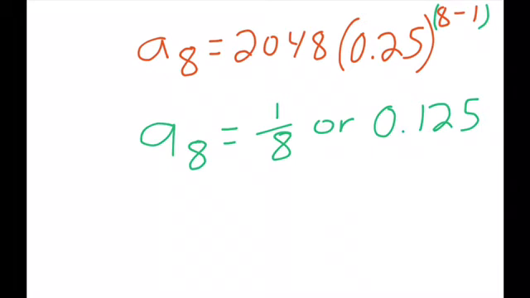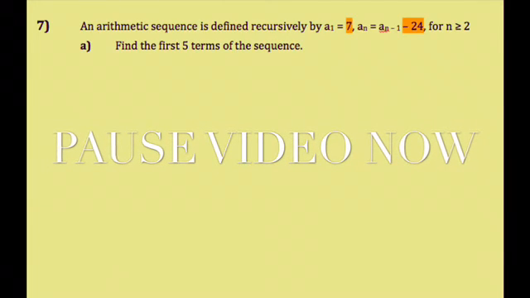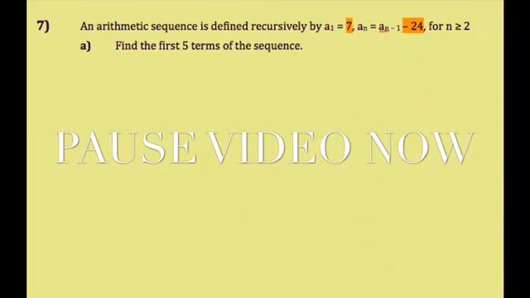Okay, last page. So for number 7, you need to fill in 7 right here for a sub 1. And over here, you're going to put in a minus 24 for d. Okay, I'm going to give you about 2 minutes to try number 7 on your own. You need to write the first 5 terms, write the explicit formula, and then find the 78th term.